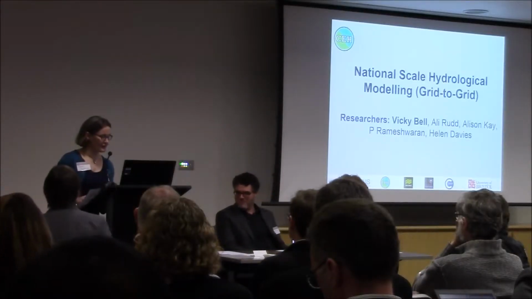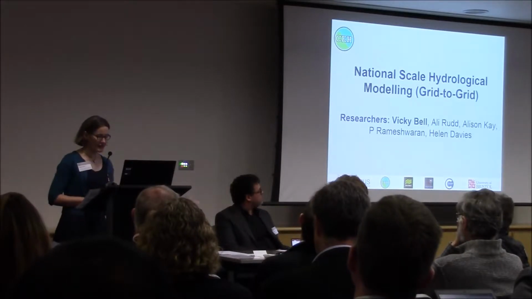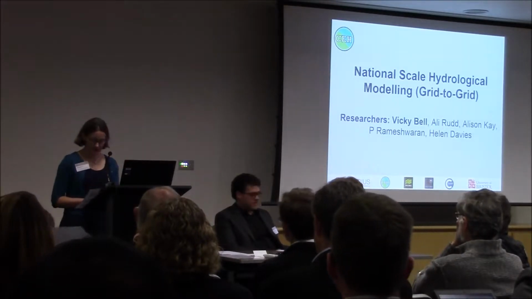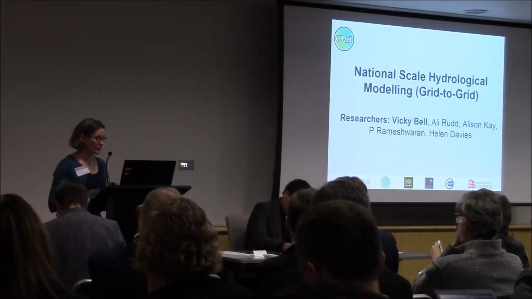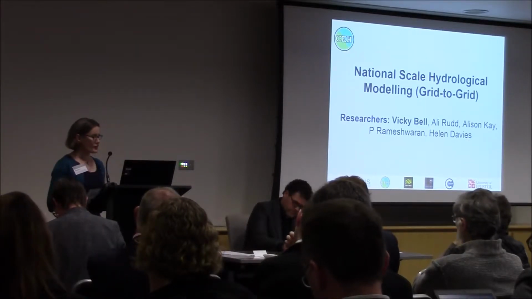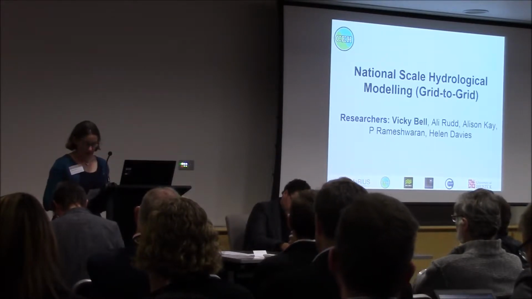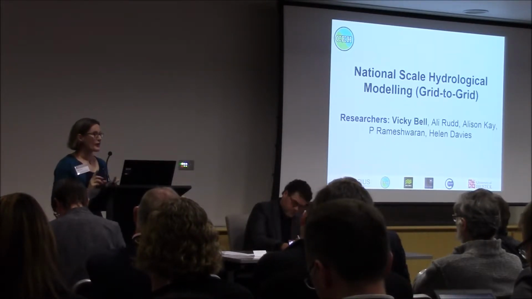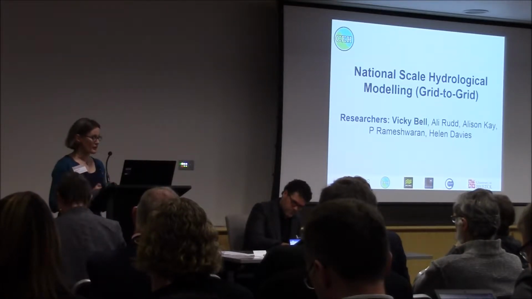I'm Vicky Bell from the Centre for Ecology and Hydrology, and I'm presenting on behalf of the team of people you can see here. At CEH, we've used an existing national scale hydrological model, a grid-based hydrological model called Grid-to-Grid, to try and understand droughts at a national scale. This is a 1 kilometre hydrological model, and it estimates naturalised flows and soil moisture on a grid everywhere across Britain.